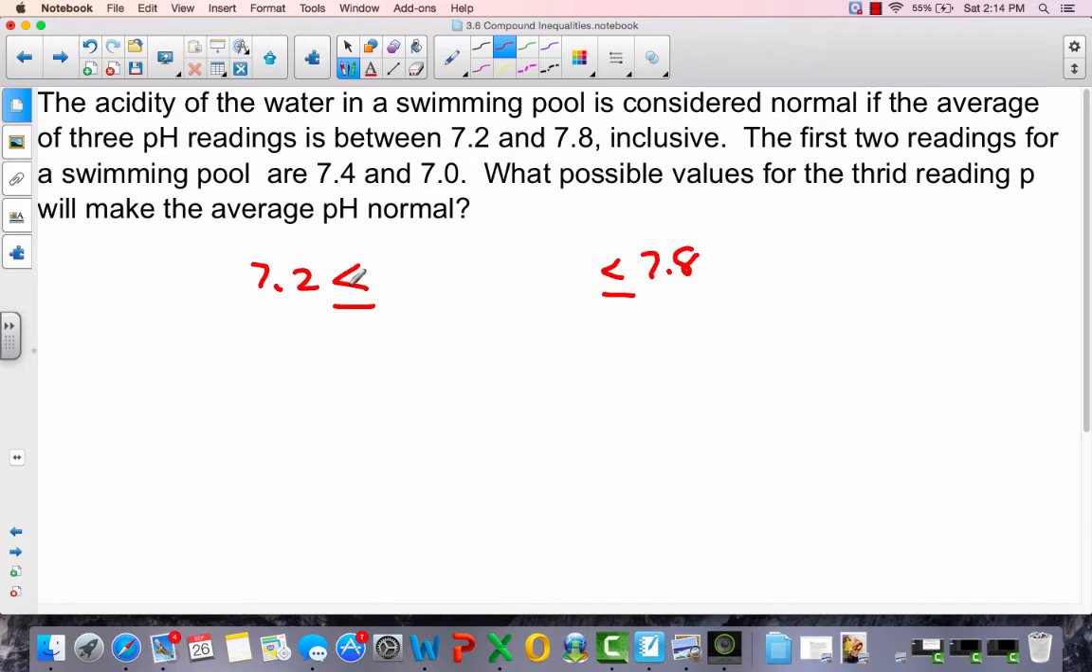Okay, so we've got 7.2 is less than or equal to, and we want to get the average of the three readings. So it'll be 7.4 plus 7.0 plus the third reading. And you've got to divide it by 3 because that's how many there are. So that gives you 7.2 is less than or equal to (14.4 plus x) over 3. It's less than or equal to 7.8. Then we multiply by 3.